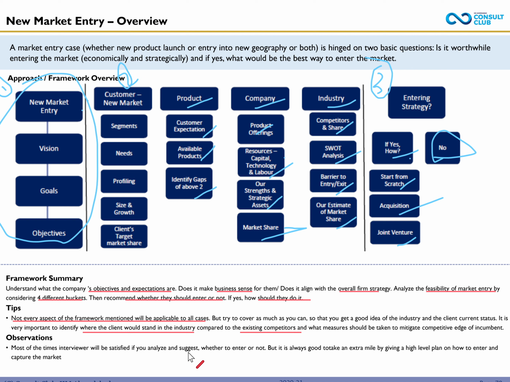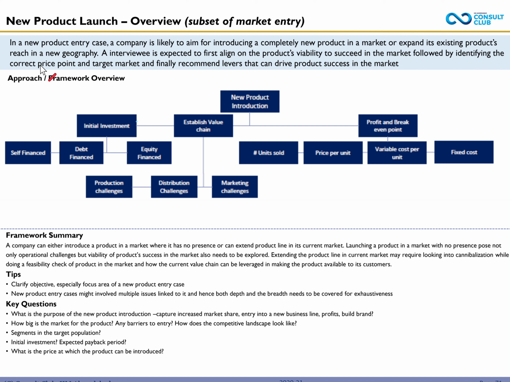So let's go to the last part where you are launching a new product and what are the things you have to look for when you're launching a new product. So once you have given a recommendation that yes, the company should launch, then you have to devise or categorize things the company should look into for launching. This is the part which comes up. In a new product entry case, the company is likely to aim for introducing a completely new product in the market or expand its existing product reach in a new geography. Okay, let me just underline things. So it's a new product entry case.